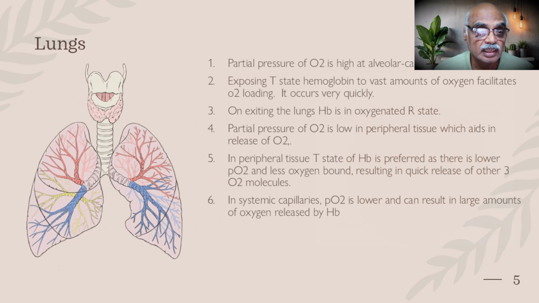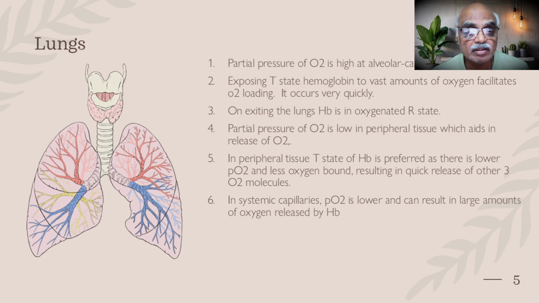In a set of normal lungs, the partial pressure of oxygen is high at the alveolar capillary junction. Therefore, exposing the tense state or T state hemoglobin to vast amounts of oxygen facilitates oxygen loading into the hemoglobin. This process quickly allows the hemoglobin to be saturated to 100% before the end of the capillary bed is reached. So the transfer of oxygen into the hemoglobin happens really fast.